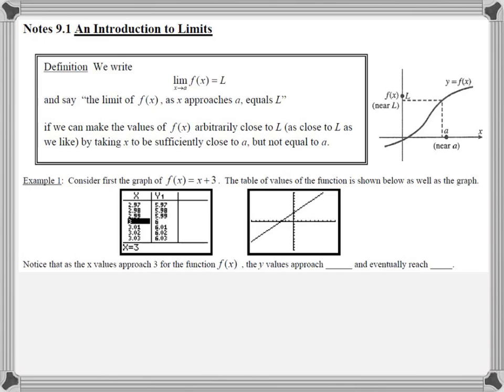Alright, so we usually write the limit as this statement right here, highlighted in yellow. The limit as x goes to a of f of x equals L. And a is the value that x approaches, so it is an x value, and L is the y value that it approaches. So a is the x value and L is the y value.